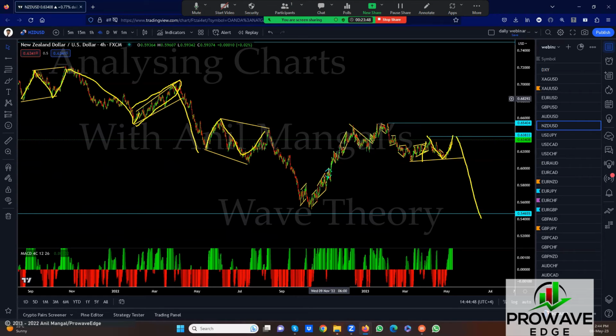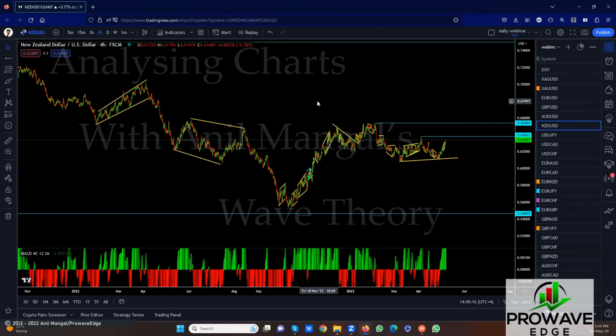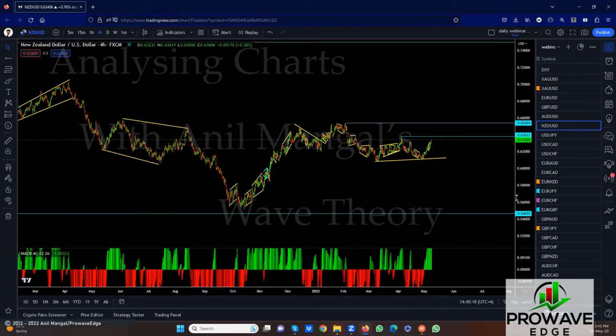1, 2, 3. But these are classical ones. This is a classical flat. That's a running flat or regular flat. This is a running flat. This would be a regular flat if it breaks the top. If it doesn't break the top, it means we're making a more complex flat, coming down and then going further.